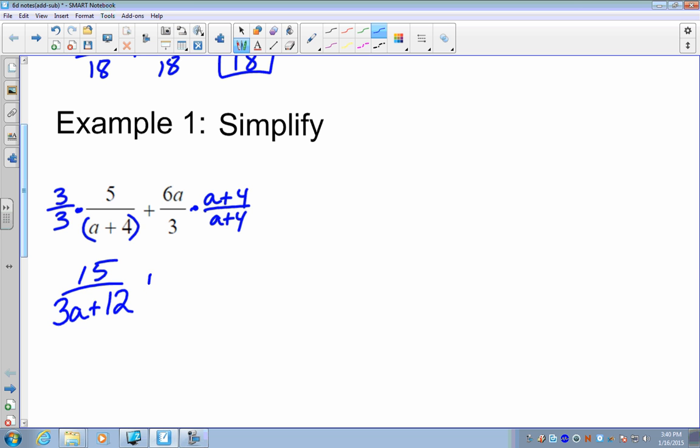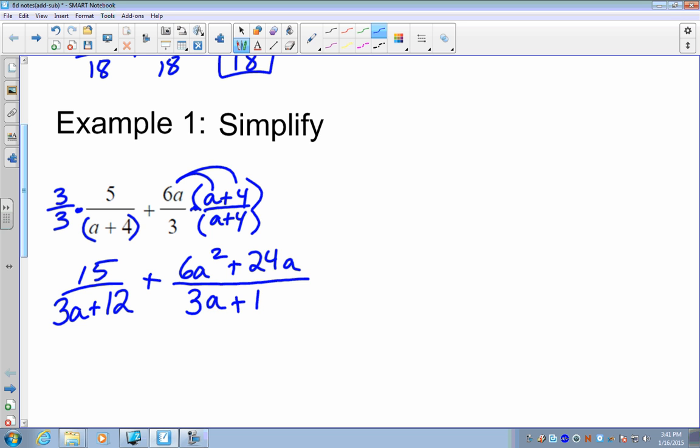On the second fraction, we have 6 times, in parentheses, a plus 4, so we have to distribute that in. 6a squared plus 24a on the numerator. The denominator becomes 3a multiplied in, distribute. Now we have like denominators, so now we can look at our numerators and put them together. So put them together, we have 6a squared. I'm going to start with the biggest exponent first, plus 24a plus 15. It's all divided by 3a plus 12.